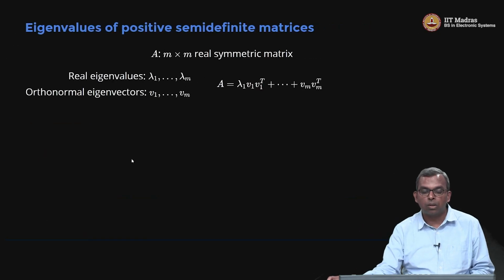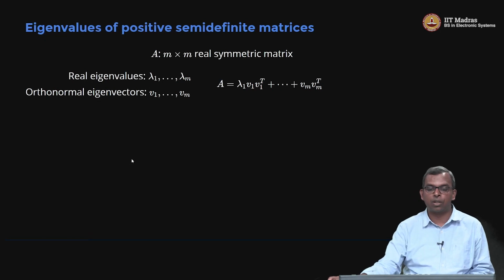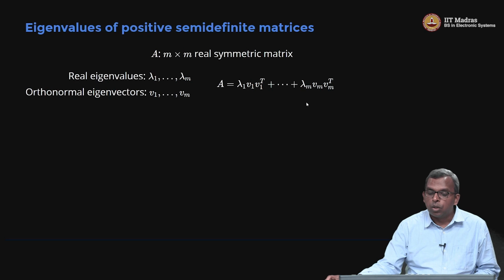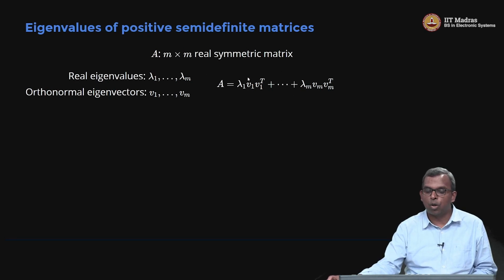Okay, so here is something about the eigenvalues of a positive semi-definite matrix. If you have a real symmetric matrix A, let's say m cross m, the real eigenvalues are lambda 1 to lambda m. We know eigenvalues are real. It will have orthonormal eigenvectors v1 to vm. And I know I can write A as lambda 1 v1 v1 transpose plus so on till lambda m vm vm transpose. Okay, so A itself has the spectral decomposition which we have seen before, the orthonormal diagonal similarity. So you rewrite that in this fashion.